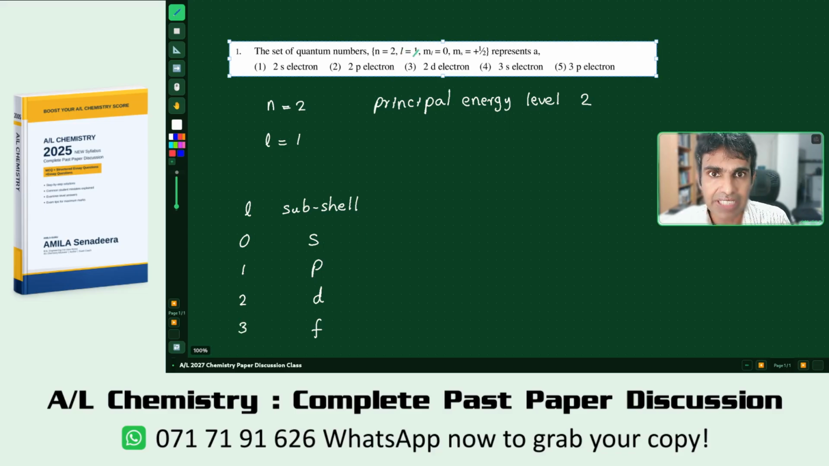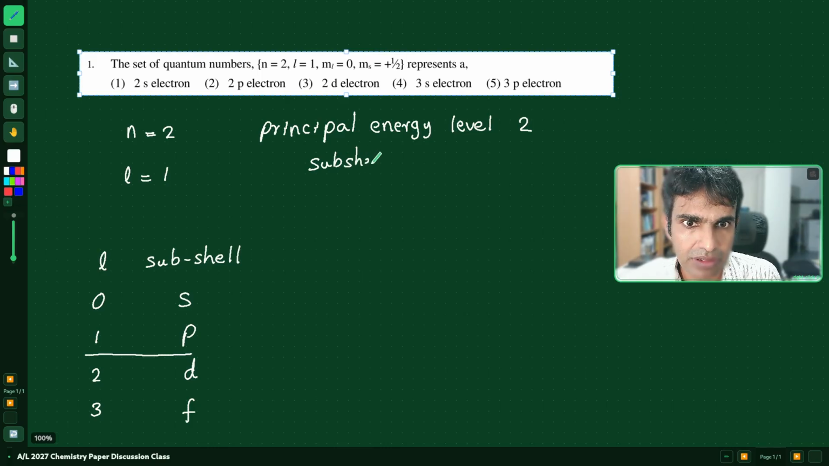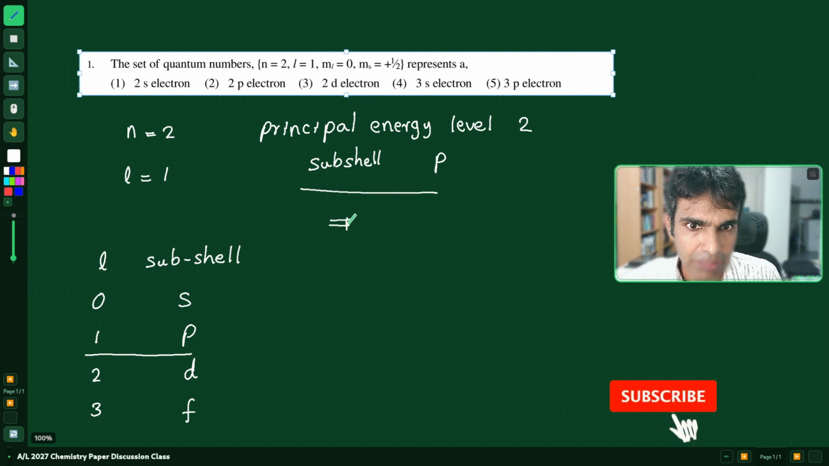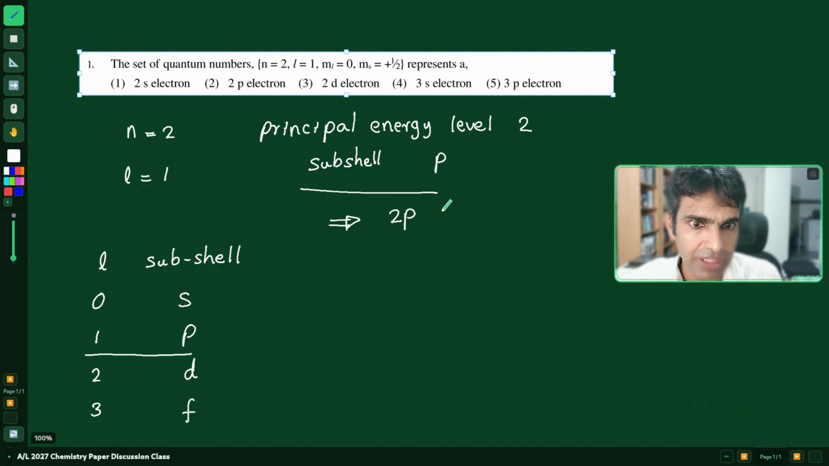In this case, l is 1. That means the subshell is p. So this electron represents a 2p electron, which means the second answer is the correct answer.